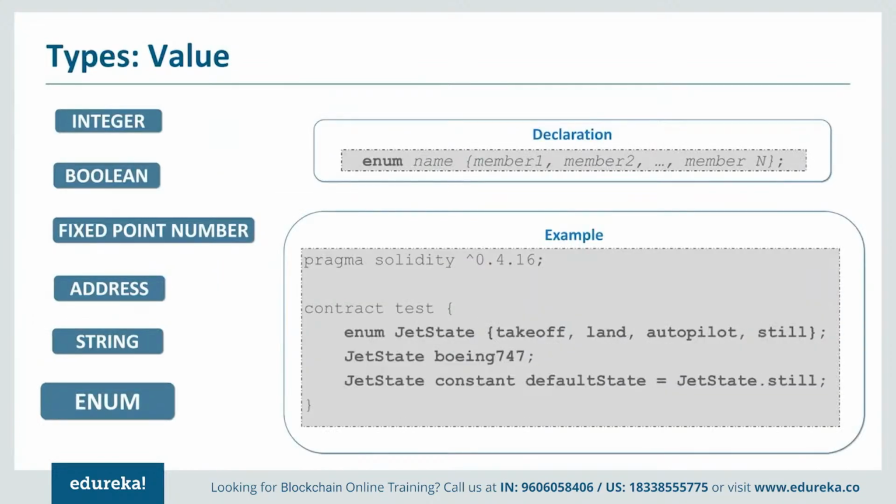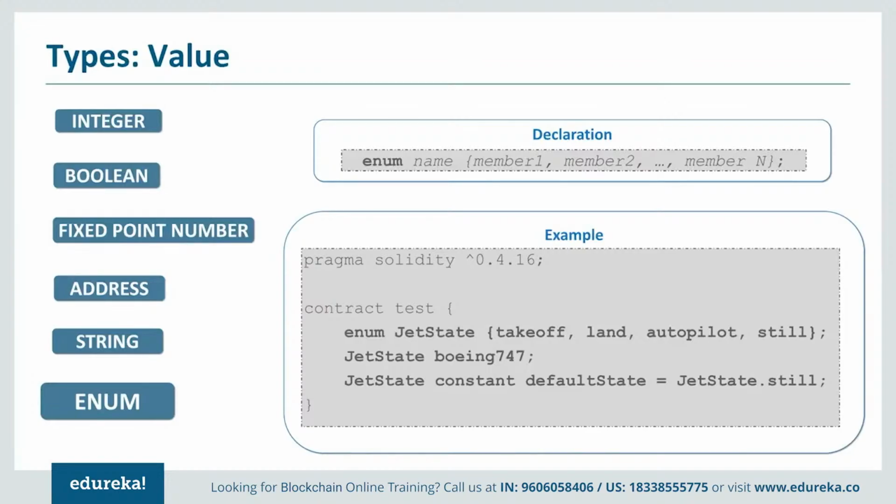Okay, so the last type of data types that we're going to discuss is enumerators. Enumerators are a neat way in Solidity to create custom data types. As you can see in the example, we have created a custom data type called jet state. It has 4 members, that is takeoff, land, autopilot, and still. You can make your custom enumerator by the following declaration method. It starts with the enum keyword, with the name of the enumerator that you want to specify, and then the members. It is very important to note that every enumerator must have at least one member.